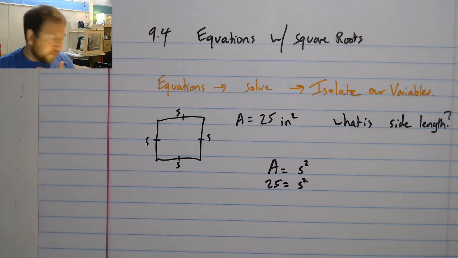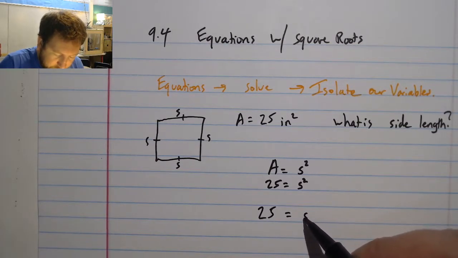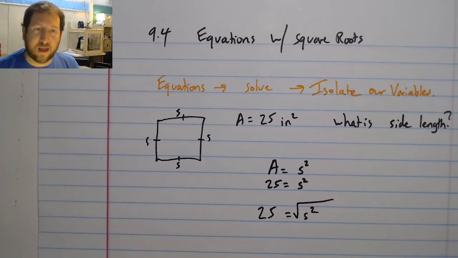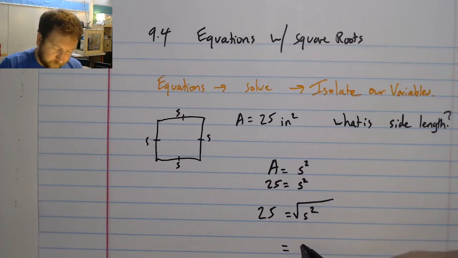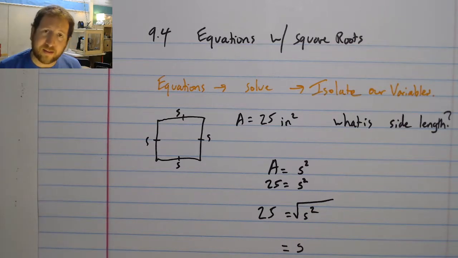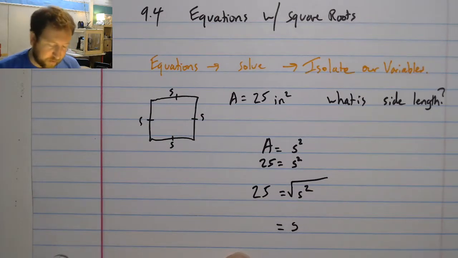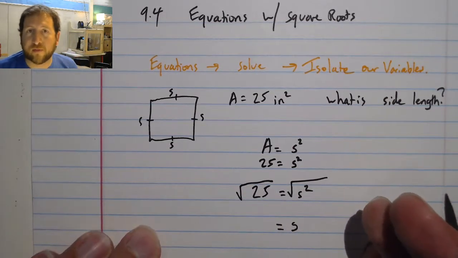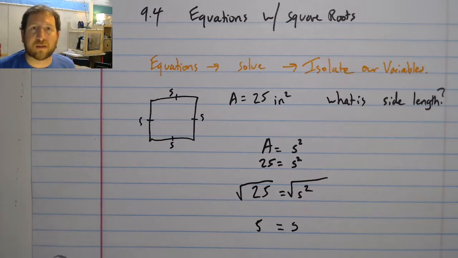I'm going to rewrite it again: 25 equals s squared. And I can take the square root of s squared, and then those things will cancel out, because if I take the square root of something that just got squared, all it ends up with is s. I've isolated it. But if I do something to this side of the equation, I have to do it to both sides. So I'm going to take the square root of this side as well. We know how to find the square root of 25 because we've been practicing that, and I know that the side length is 5.